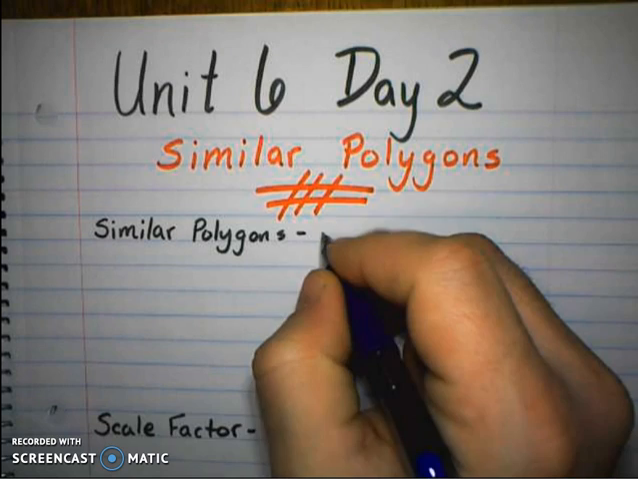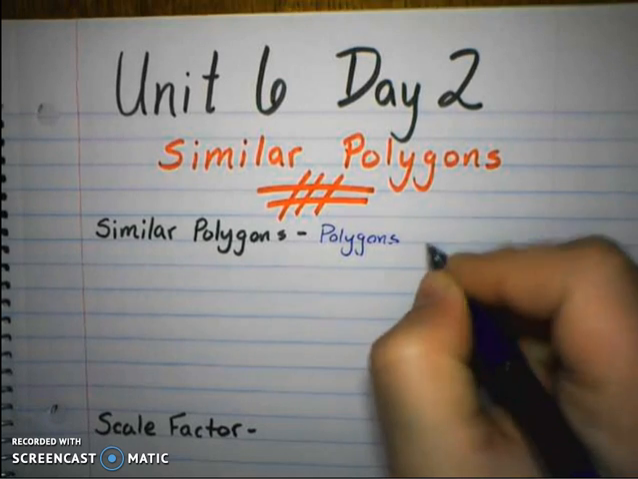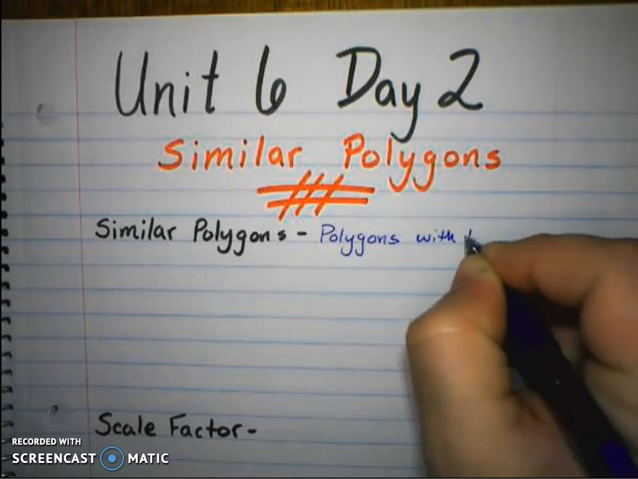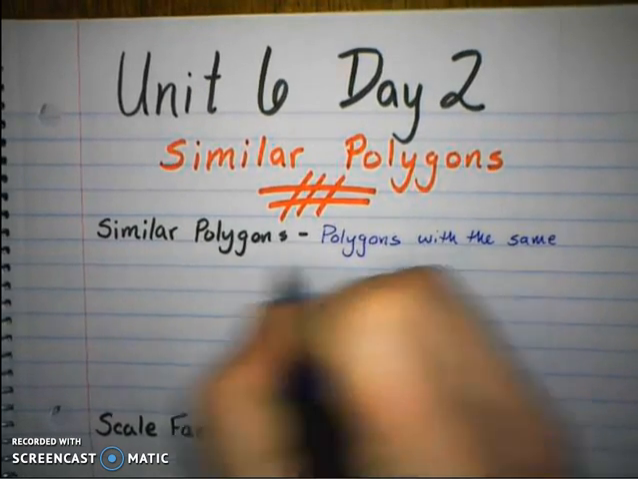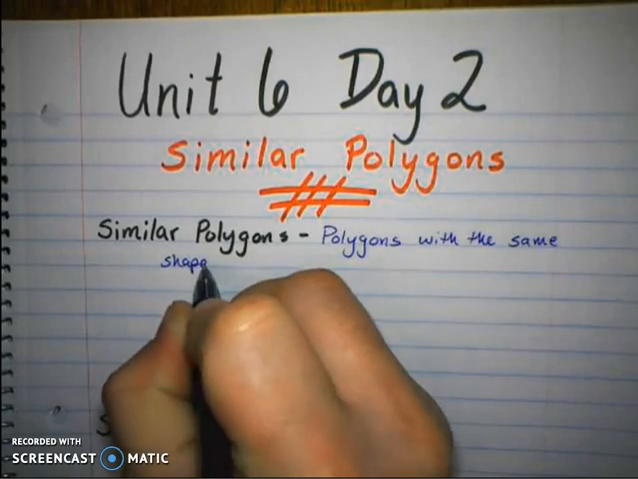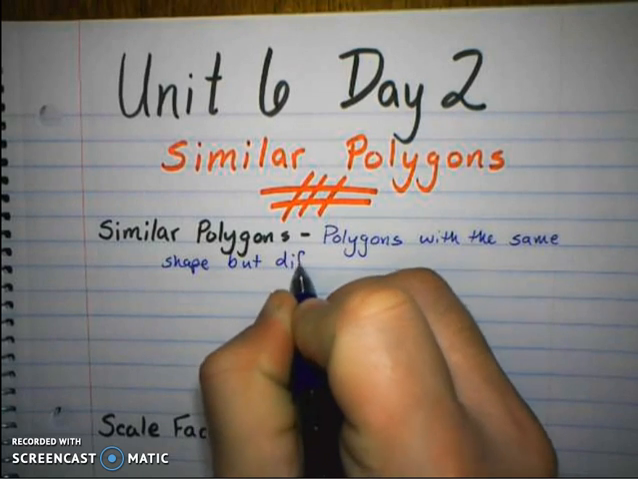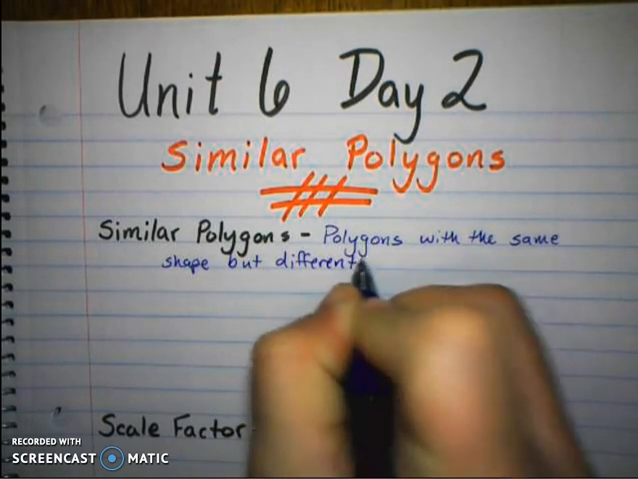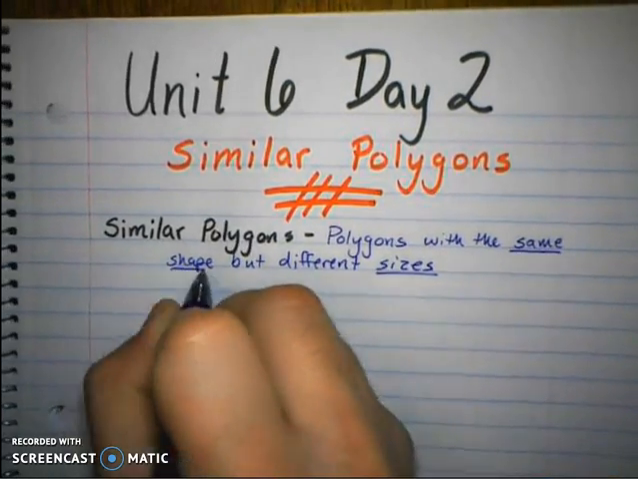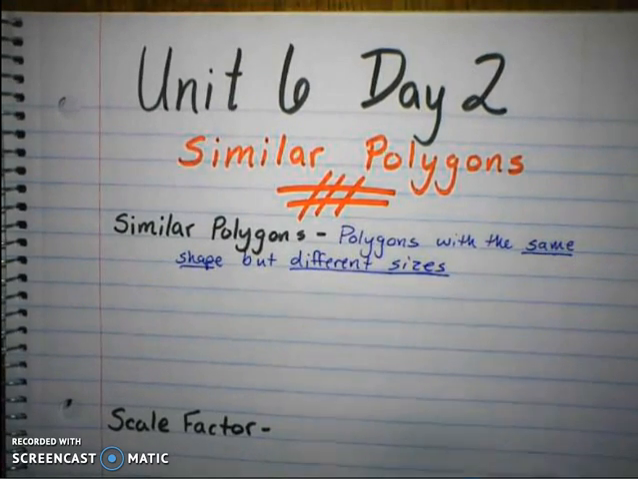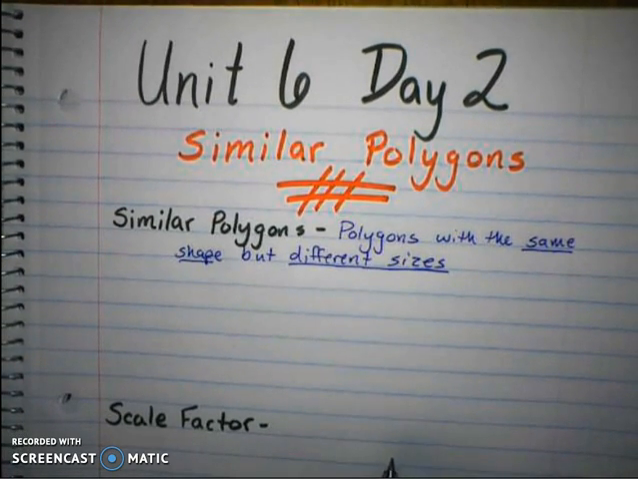Similar polygons are polygons with the same shape but different sizes. Same shape but different sizes make them similar. Okay? And there's some characteristics for polygons to be similar.